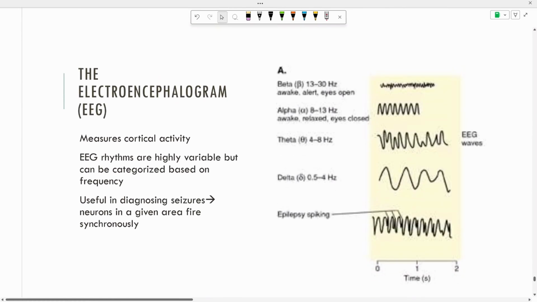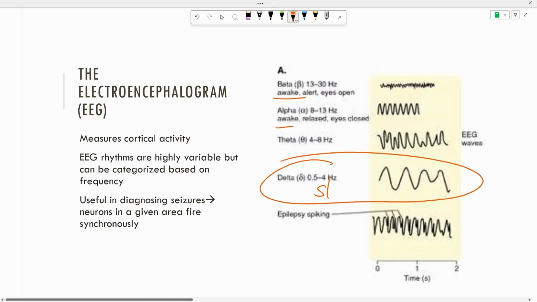EEG is like an EKG, but it's for the brain. You put a bunch of different electrodes all over the scalp, and it's measuring brain activity. Only thing you got to know here, beta is when we're awake, alpha is a little bit awake, delta is sleep. And you can see here in the bottom, that is a seizure. You can see how that brain wave starts spiking like crazy. That's seizure activity.